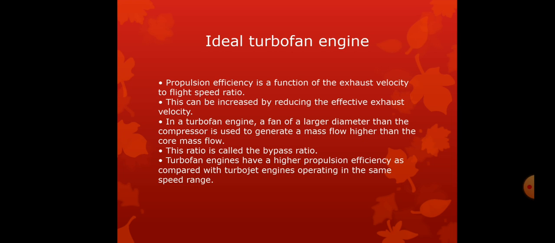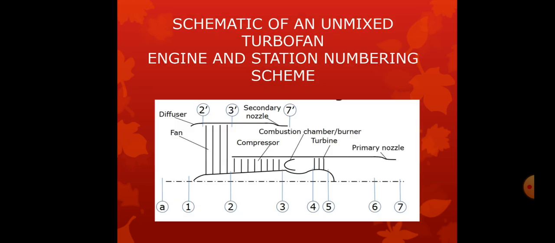Turbofan engines have a high propulsive efficiency as compared with turbojet engines operating in the same speed range. Here we can see a schematic of an unmixed turbofan engine and a station numbering scheme. We can see the same things: A, 1, 2, 3, 4, 5, 6, 7, depending on the zones we have divided these into, and on the top we will have 2 dash, 3 dash and 7 dash, as we will have complementary schematic diagrams.